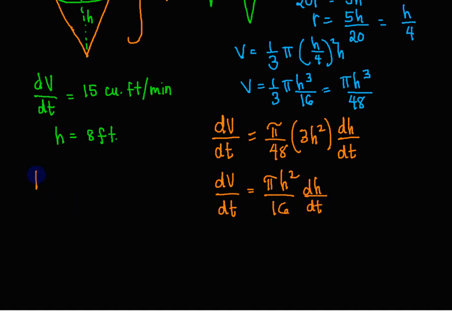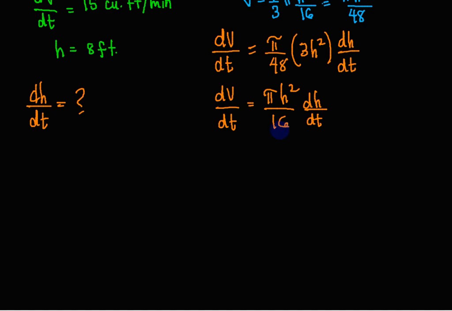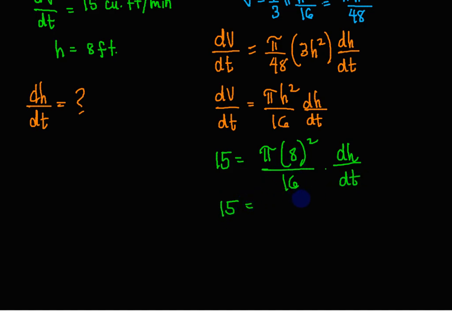So now we are looking for dh/dt. This is the required dh/dt. What we are going to do here is to substitute. What is our dV/dt? That is 15, right? So 15 pi. What is our h? That's 8. So 8 squared over 16 times dh over dt. Then that is pi, 8 times 8 is 64, divided by 16. That's 4. 4 pi dh/dt.